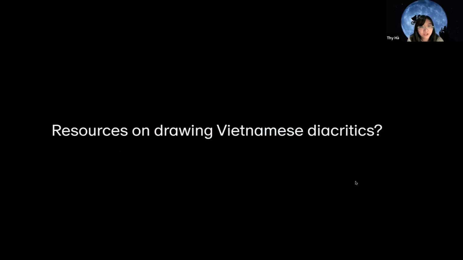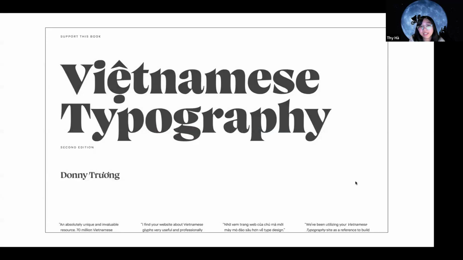So, any resources on drawing Vietnamese diacritics? The obvious one is Vietnamese Typography by Donny Trương. I know some of you may already know his website, but it's really interesting and very comprehensive about Vietnamese typography, the history of our writing system, but also some use cases and challenges that a type designer might face when designing Vietnamese diacritics.